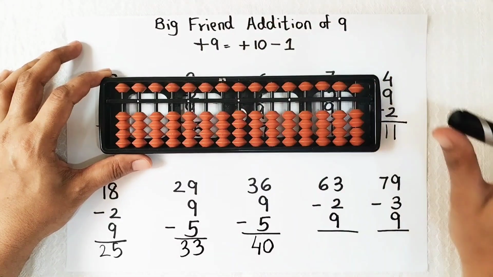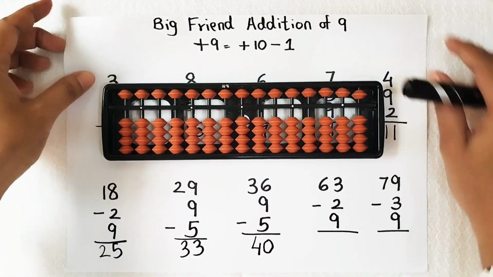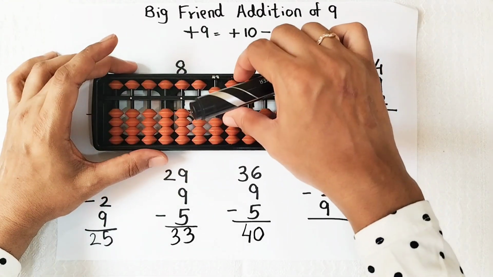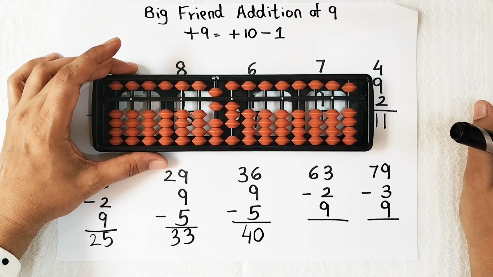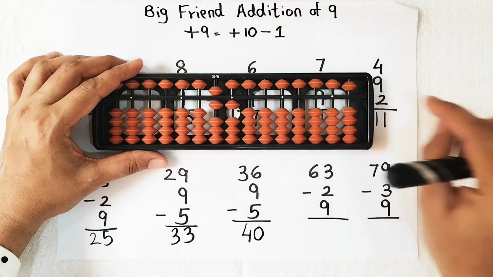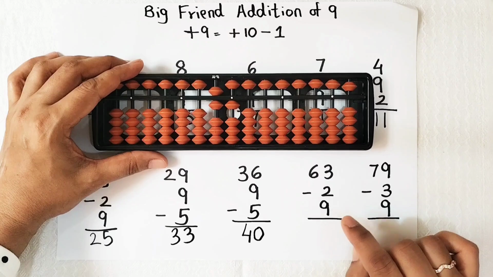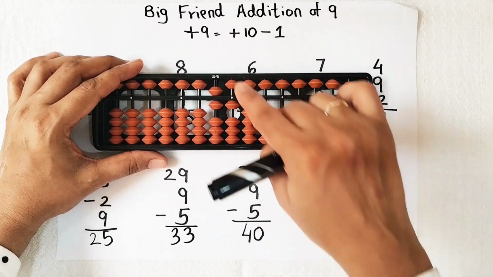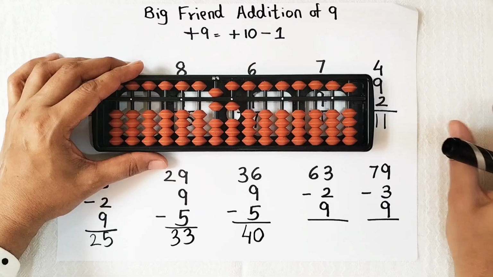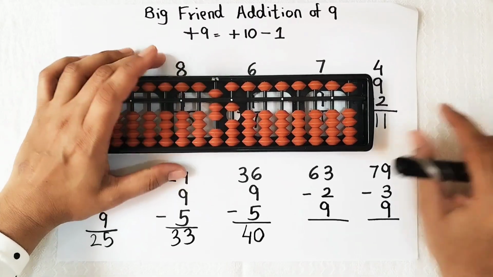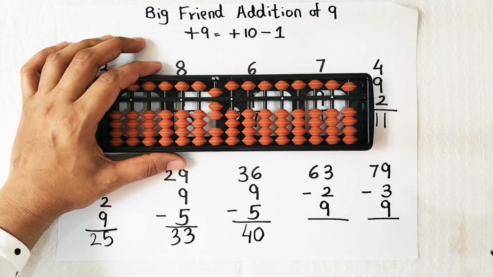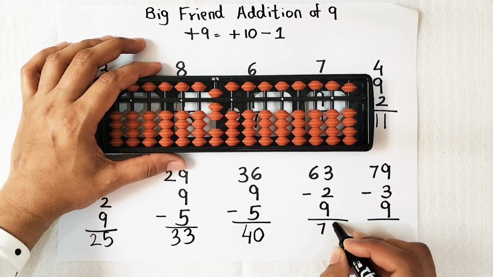Next one. 63 less 2. Add 9. We cannot do it directly because we only have 8 here. So again the formula, add the 10 less 1. So my answer is 70.